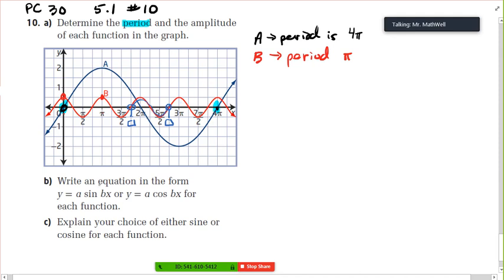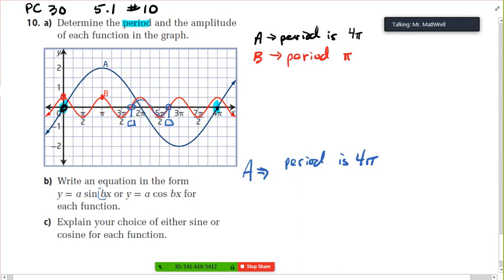Okay, so that's A. Now B is the question that you were most interested in. B says write an equation in the form y equals a sine bx or y equals a cos bx for each function. So the period is important, and also the a represents the vertical stretch, or the amplitude. a is amplitude. So let's go back. I'll use blue here for graph A. The period we know is 4 pi, so we're going to have to use that here. Now b is not 4 pi. I'll get to b in a second, but the period length determines what b is.